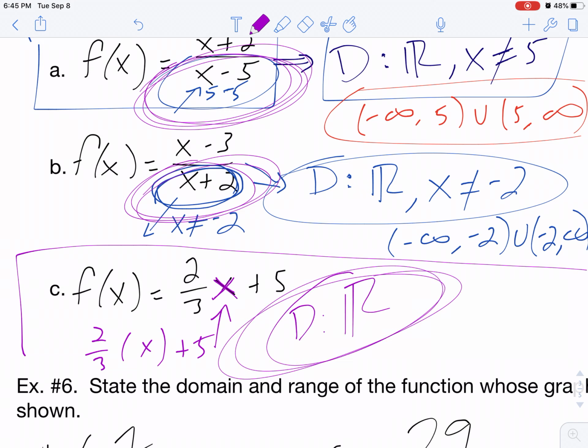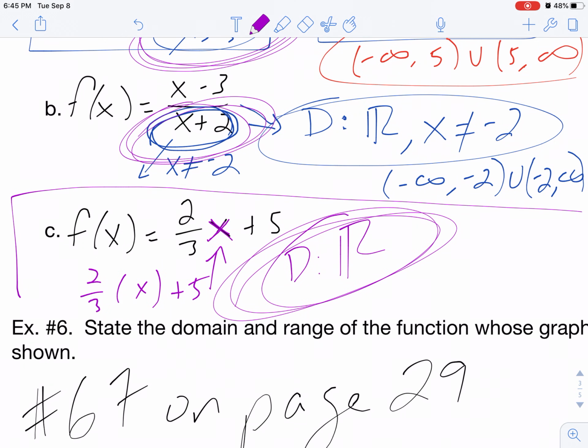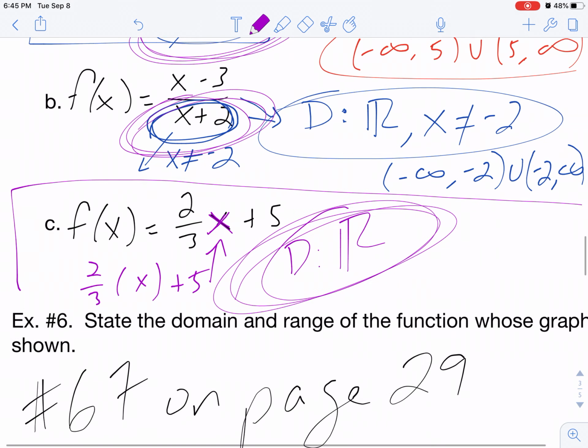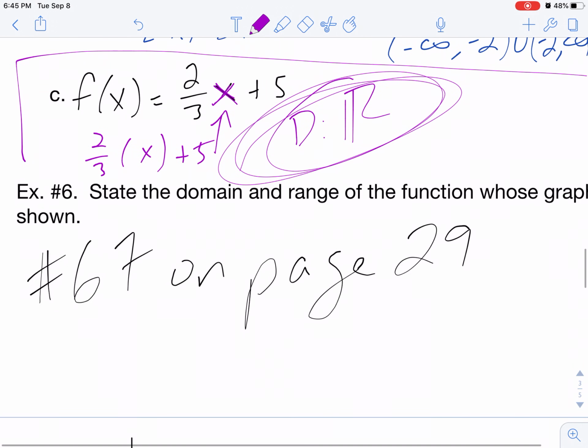We can put any number in for x, and it's going to work. We can put 0 in. We can do 0 times 2/3 plus 5. So that one, the answer is just all real numbers.